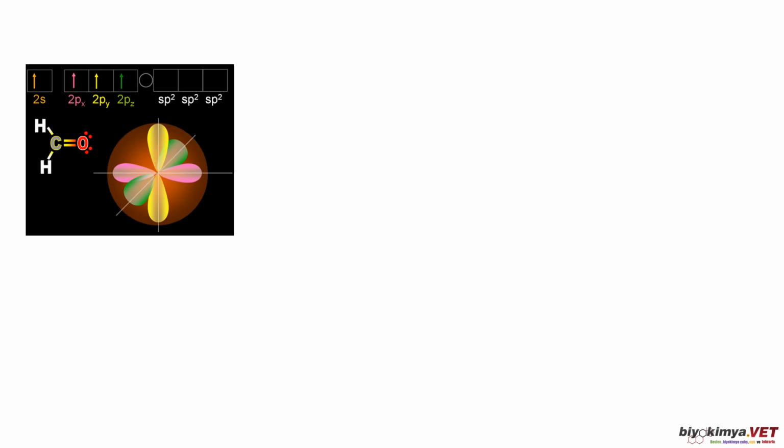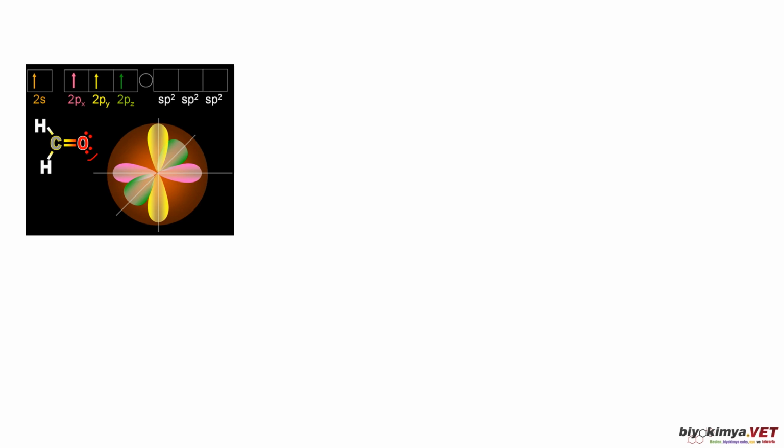So the carbon can form double bonds with other carbons, as well as with other atoms such as oxygen and other heteroatoms. And the carbon's electrons behave differently when it is surrounded by two hydrogen atoms and one oxygen atom. Because oxygen requires two electrons to create an octet, carbon must share two electrons with oxygen by establishing a double bond.